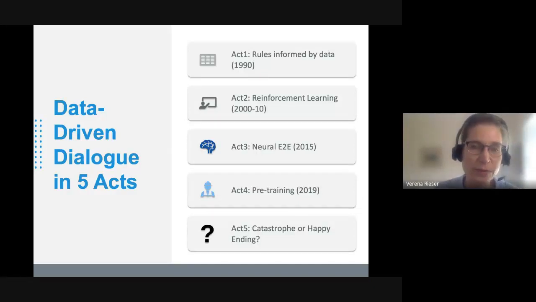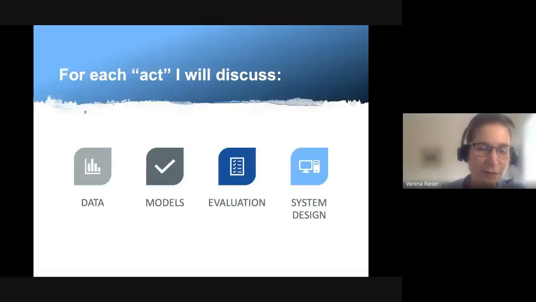The 5 acts correspond to different eras in the field of data-driven dialogue systems. We'll start out by talking about rule-based systems, so rules informed by data. The second act is when data-driven meant machine learning, which is reinforcement learning. Act number 3 is neural end-to-end systems. Act number 4 is massively pre-trained systems, which is where we are at the moment, and act number 5 is the discussion of whether we will have a catastrophe and what it takes to have a happy ending. For each act I will discuss the data used, the models used, the evaluation, and what I call the system design.